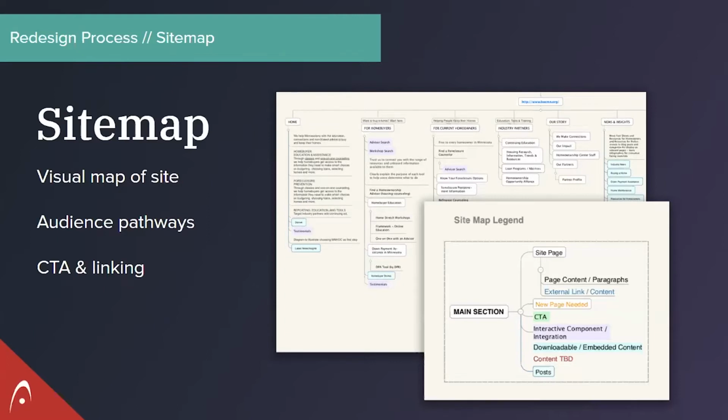You need to make sure you have the right number of pages to support the different types of content and the different types of audiences, and that there's logical linking from page to page and section to section to bring those audiences through a certain pathway to encourage them to take actions. This is also helpful for planning the subnav, how the subsections are going to work.